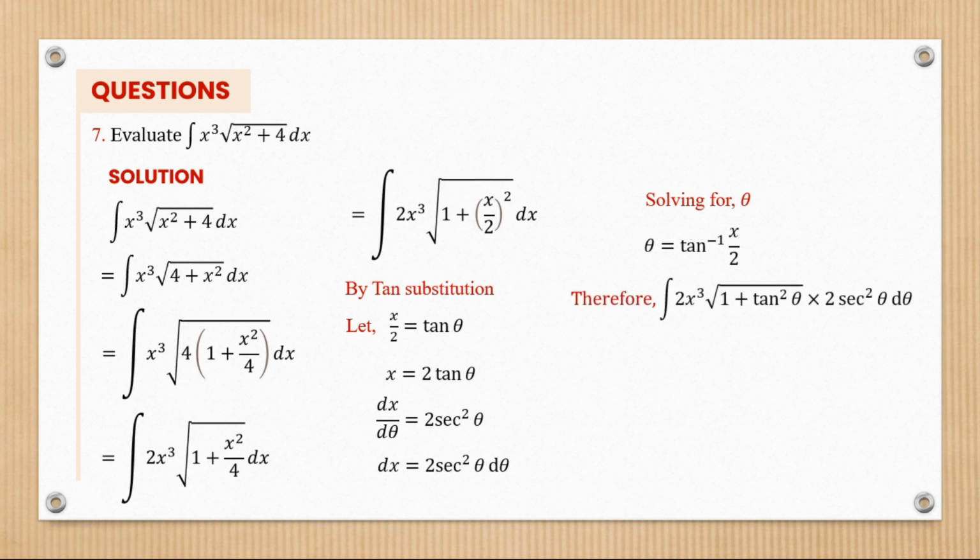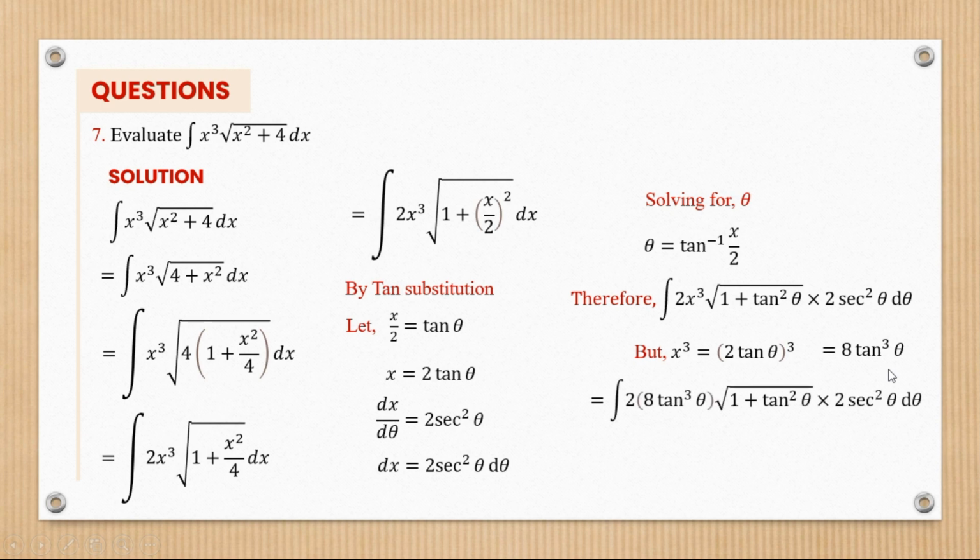So now therefore the integral becomes 2 x cubed into the root of 1 plus tan squared theta times 2 sec squared theta d theta. Now what we are left with as a problem is this x cubed value right here. So we're going to need to do something about that. But now from the knowledge of this, I can see that if x is equal to 2 tan theta, it means x cubed shall be equal to 2 tan theta, then we cube that. So x cubed shall be equal to 8 tan cubed theta. So that's what we're going to substitute right here. So where there is x cubed, we're going to put 8 tan cubed theta.